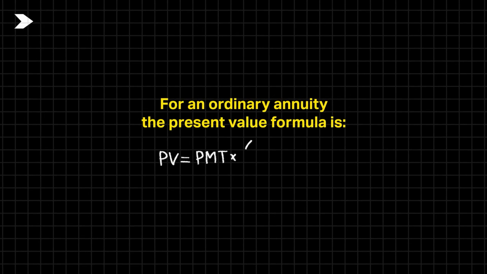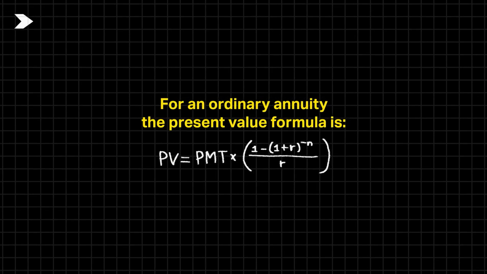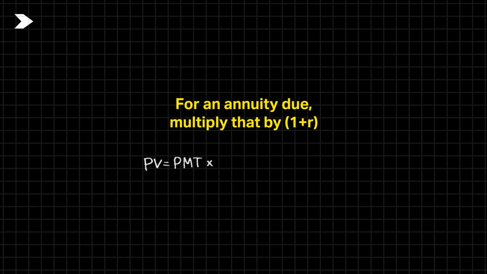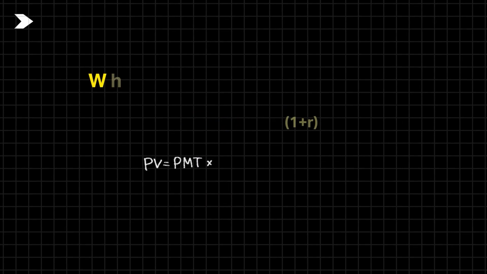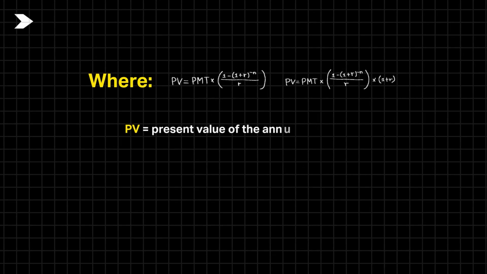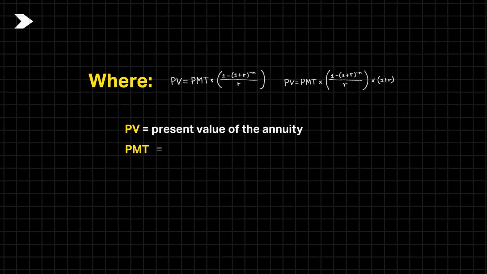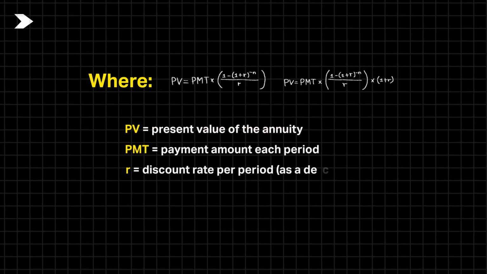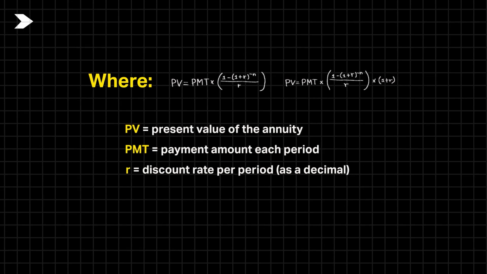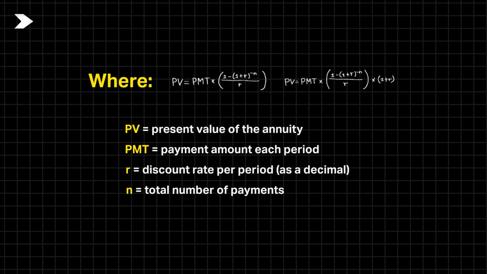Let's now walk through the key formulas you'll want to know. For an ordinary annuity, the present value formula is: for an annuity due, multiply that by 1 plus R because payments come earlier, where PV equals present value of the annuity, PMT equals payment amount each period, R equals discount rate per period as a decimal, N equals total number of payments.